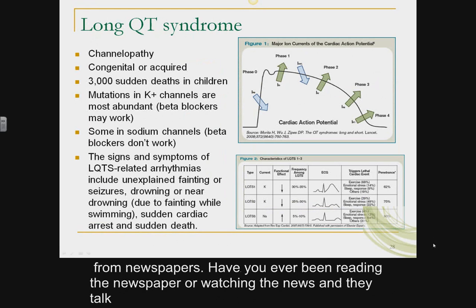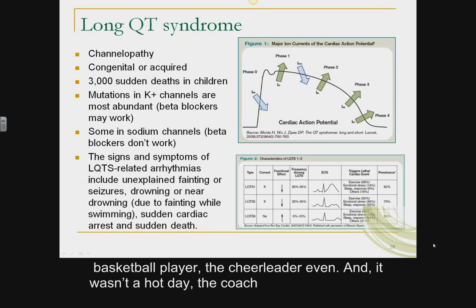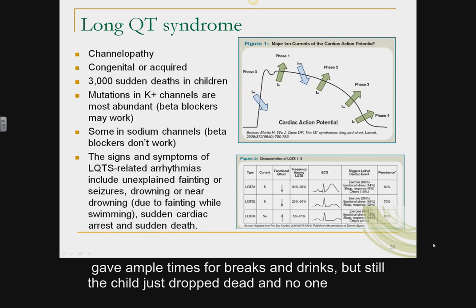Have you ever been reading the newspaper or watching the news and they talk about a child who was at a sports activity and dies on the field? You know, the football player, the basketball player, the cheerleader even. And it wasn't a hot day, and the coach gave ample times for breaks and drinks, but still the child just dropped dead, and no one knows why. Well, chances are it was a channelopathy.